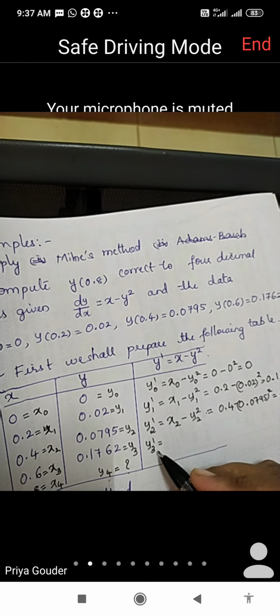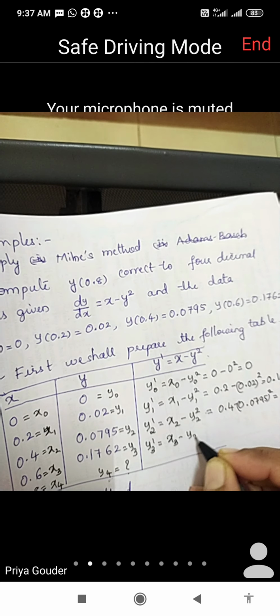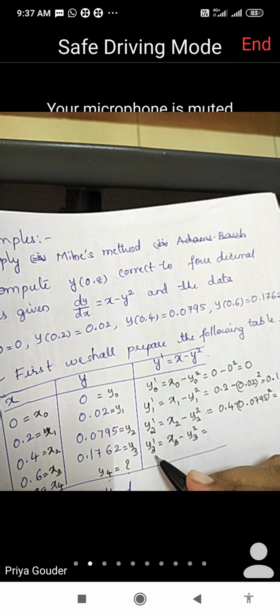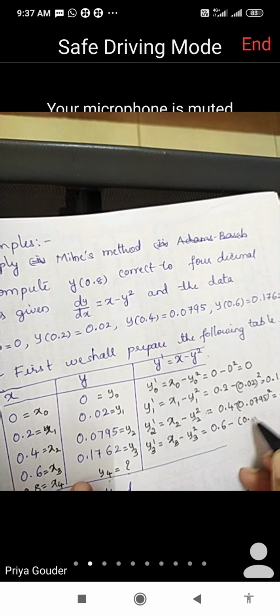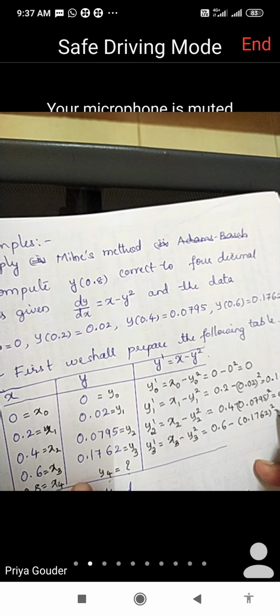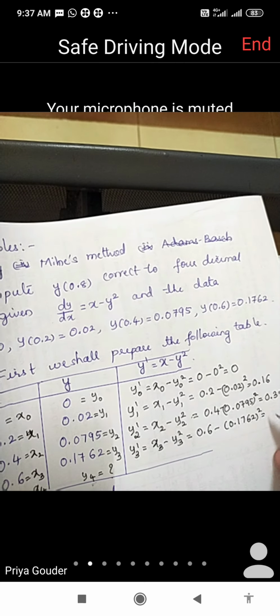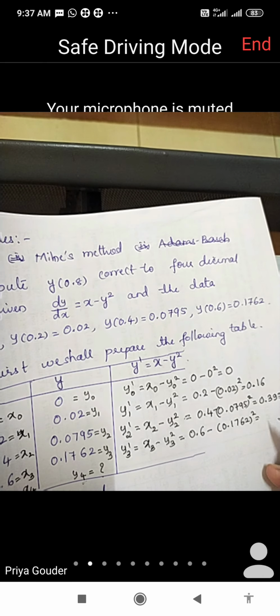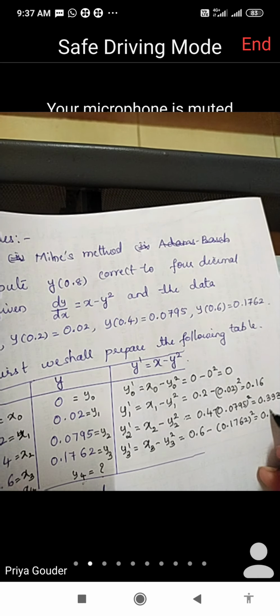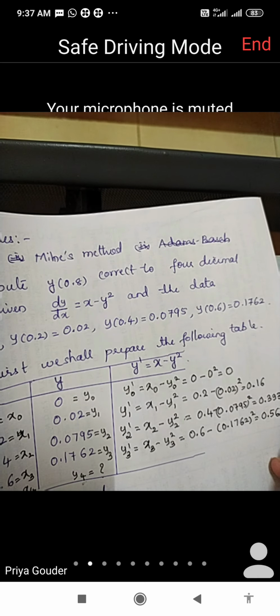Similarly, y3 dash. Y3 dash is x should change to x3. So this is x3 minus y3 square. Then y3 dash, okay, x3 is what? 0.6 minus 0.1762 the whole square. Yeah, answer is 0.90. After 0, nothing is there.